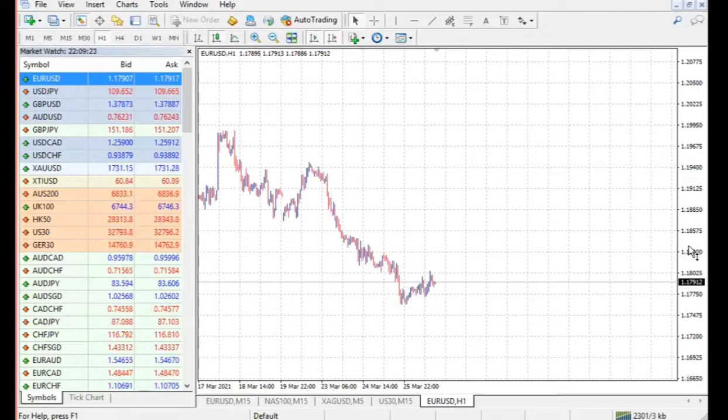After you get the basic knowledge and you understand what's going on, the next thing would be to find a good broker that you can register with to access the markets. So you need a broker in order to trade.